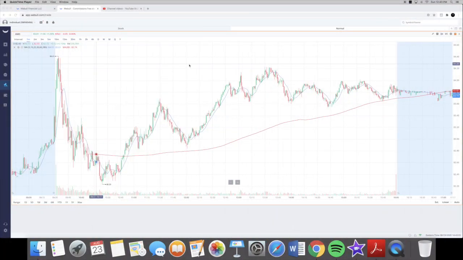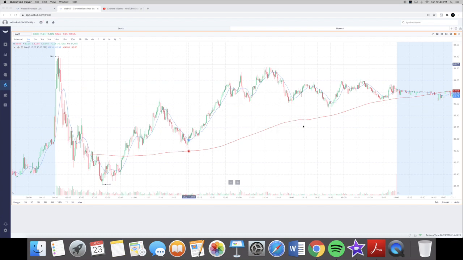Okay, so now we are here on the Webull website. This is a basic graph, just the way we left it last time. The only thing we're gonna be working with today is the AMD stock, right? So just a recap, this is the blue SMA line and this is the red SMA line.